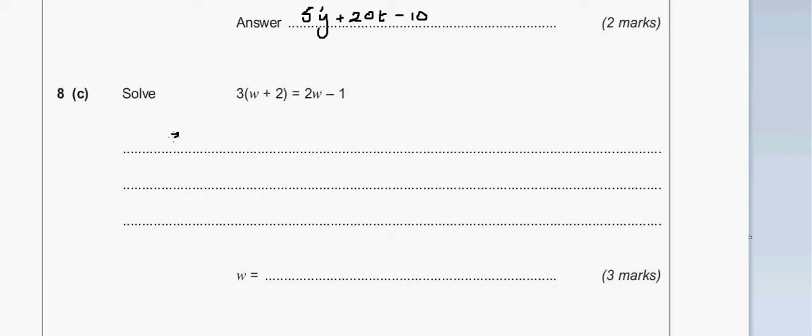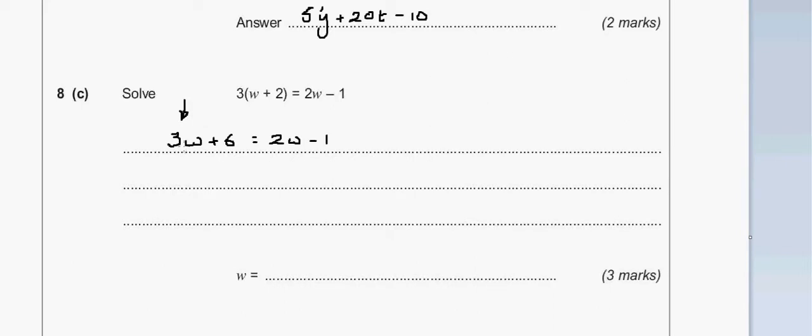So the first thing we do is expand the brackets. So 3 times w is 3w. And remember everything in the brackets. So 3 times 2 is 6. And this will equal 2w minus 1.